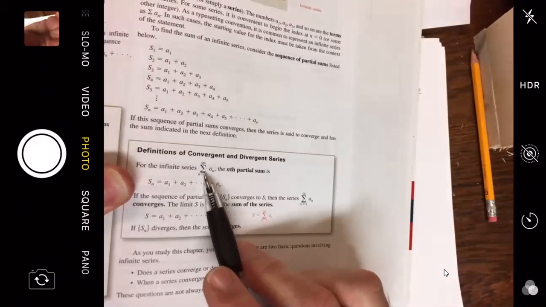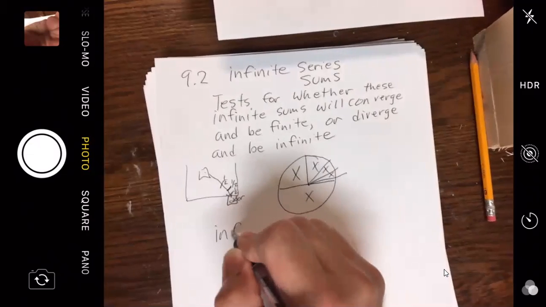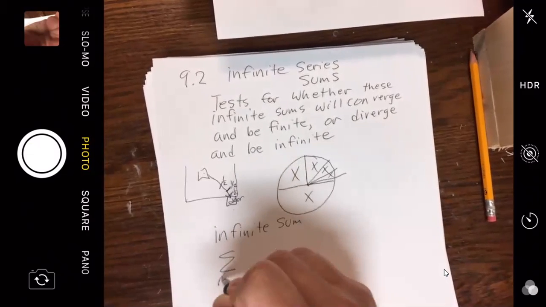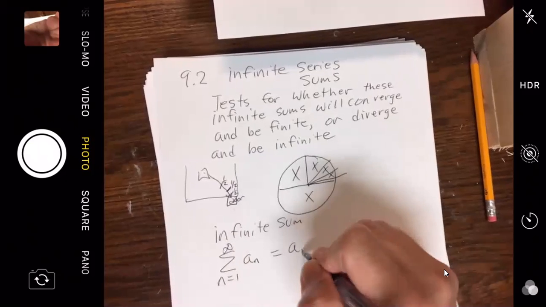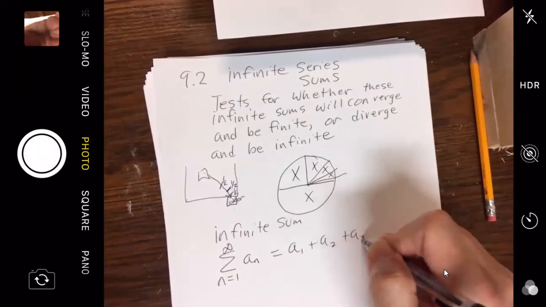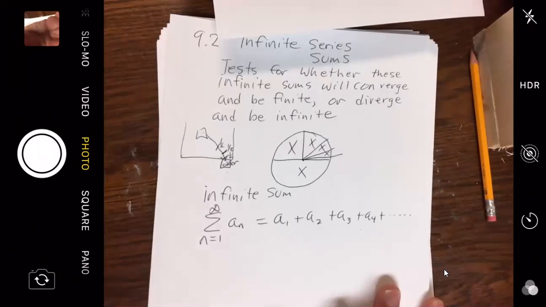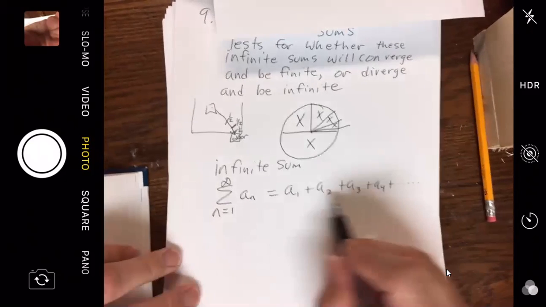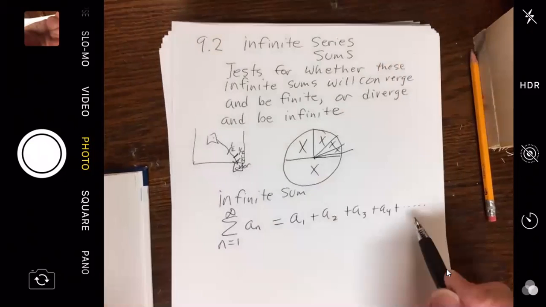They're back to the summation notation. So an infinite sum, n equals 1 to infinity of a_n, and we'll just generically write out pieces: a1 plus a2 plus a3, and so on. Okay, goes forever. Again, the whole subject, the whole chapter, is about the conditions where this will be finite and converge, and when it will be infinite and diverge.